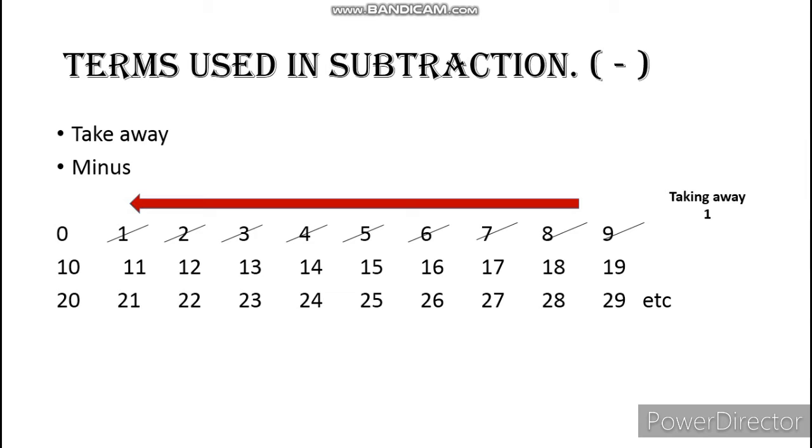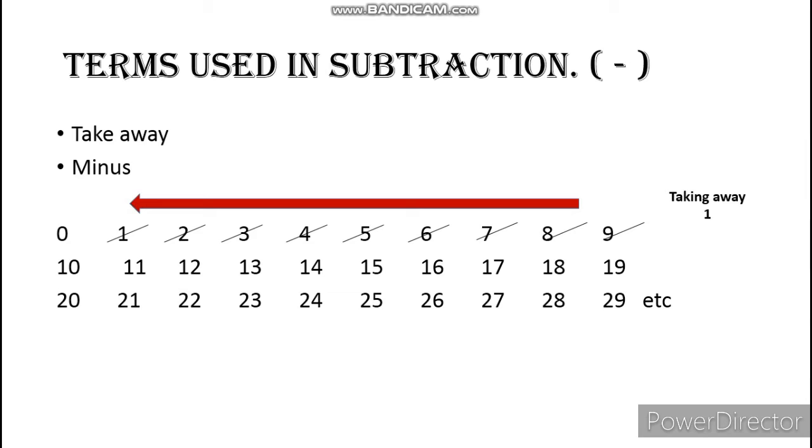Taking away 1 from 8, we have 7. Taking away 1 from 7 gives you 6. Taking away 1 from 6 will give you 5. Just be removing your fingers. Taking away 1 from 5 gives you 4, and from 4 it gives you 3.